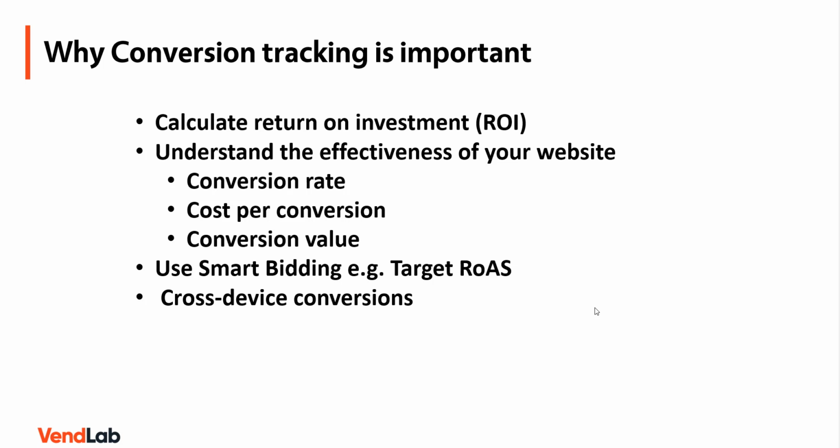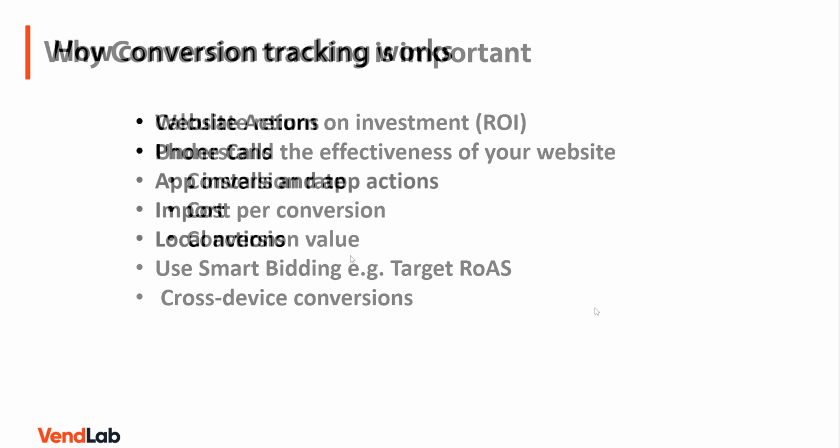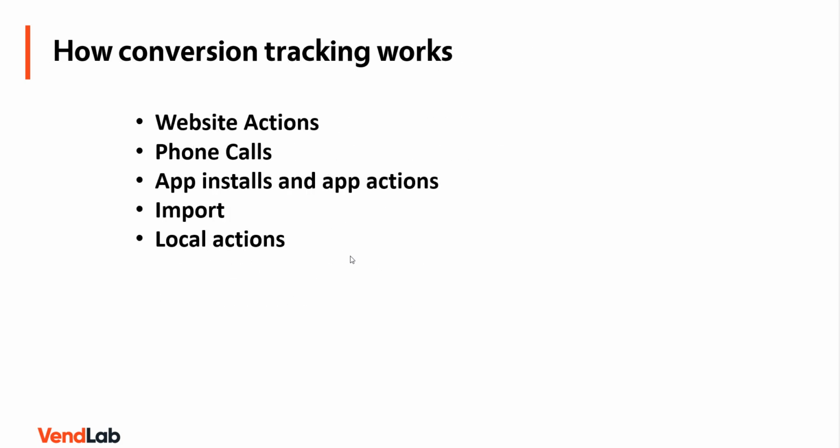Use smart bidding strategies, for example, maximize conversions, target cost per acquisition and target return on advertising spend that automatically manage bidding and placements. And see how customers are interacting with your ads on one device or browser but converting on another. So how does conversion tracking work?